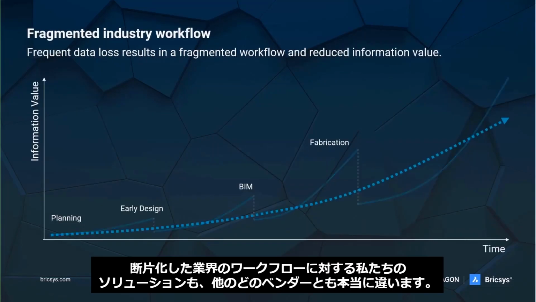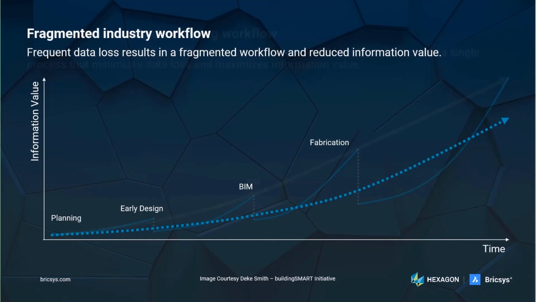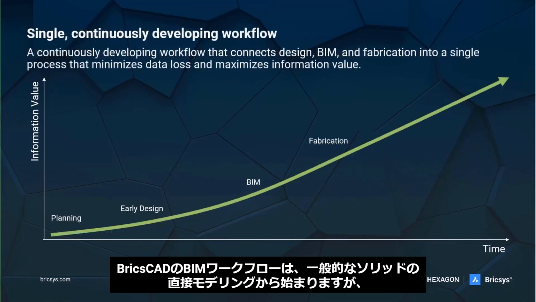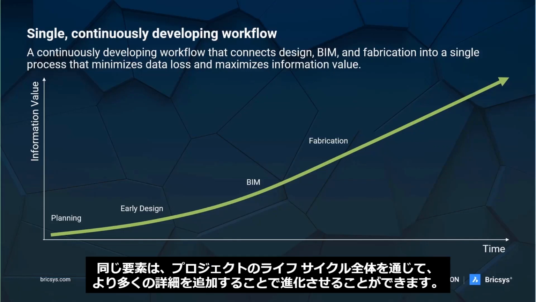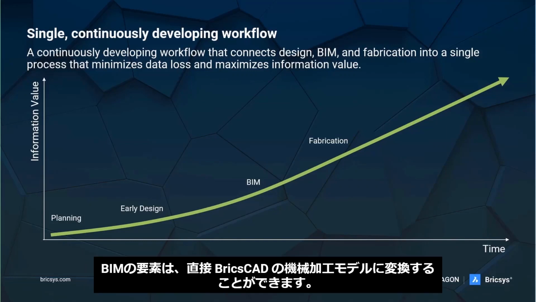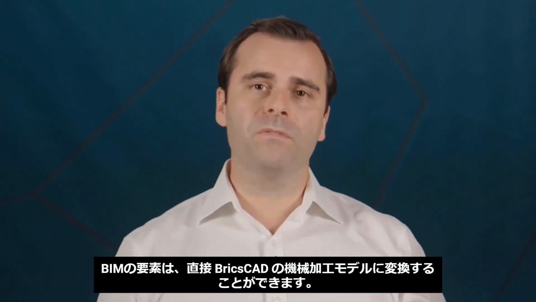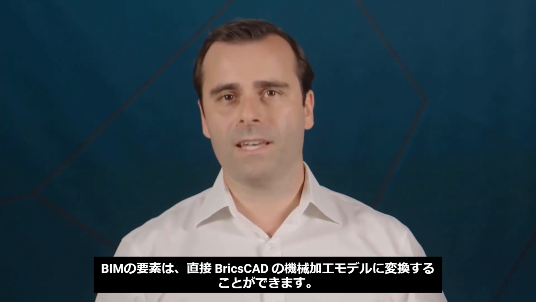Our solution to the fragmented industry workflow is also truly different from any other vendor. The BricsCAD BIM workflow starts with direct modeling of generic solids, but it continues with the gradual development of detail, powered by AI and machine learning. The same elements can be evolved throughout the project lifecycle by adding more and more detail. The BIM elements can be directly converted to fabrication models in BricsCAD Mechanical.